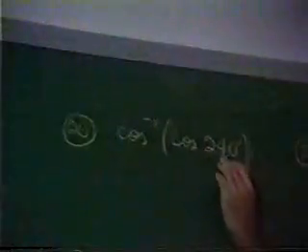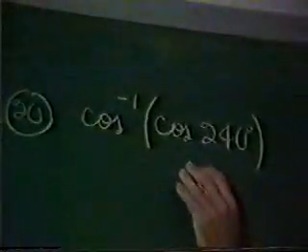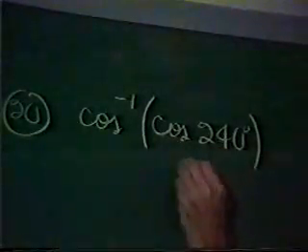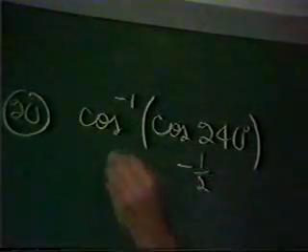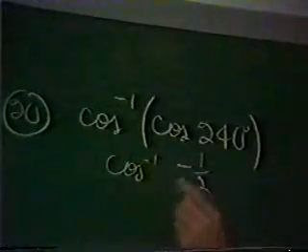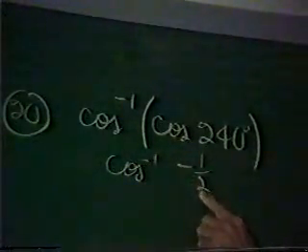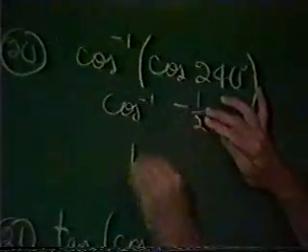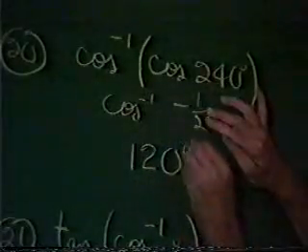The inverse cosine of the cosine of 240. All right, what is the cosine of 240? The cosine of 240 is a minus 1/2. So what angle is the cosine of minus 1/2? Well, the cosine 1/2 is 60 degrees. The minus is in quadrant 2, therefore the answer to this is 120 degrees.